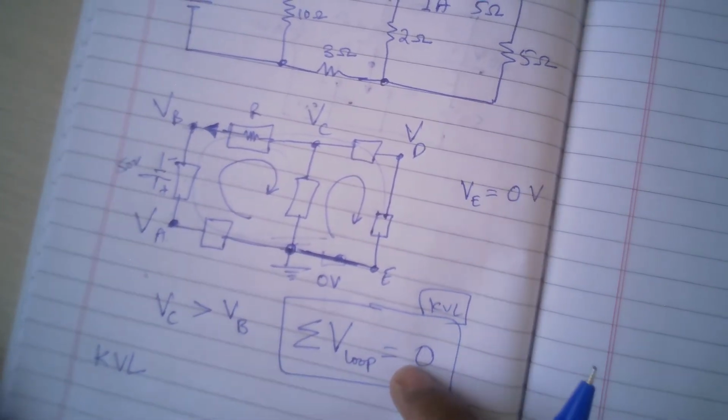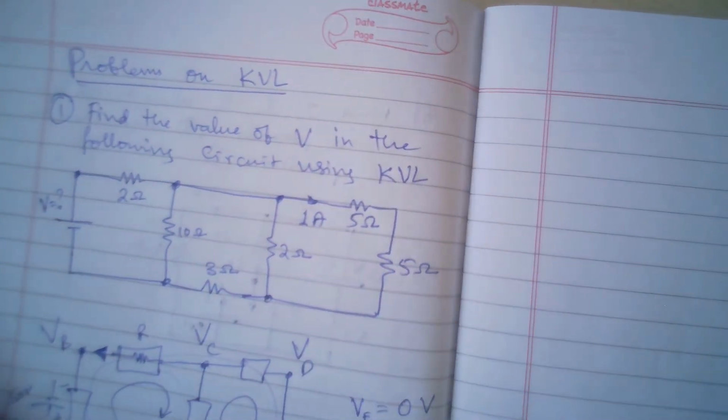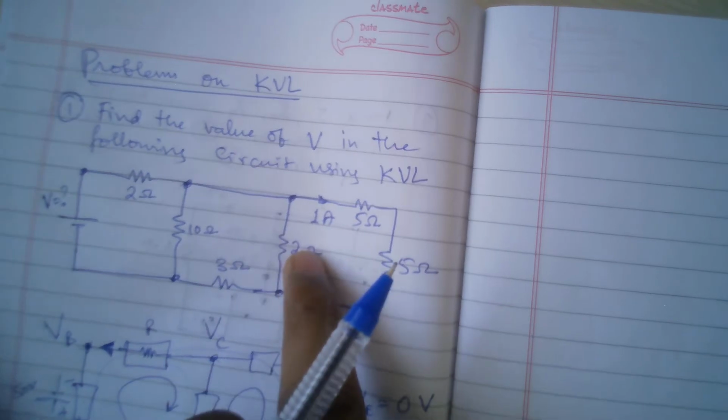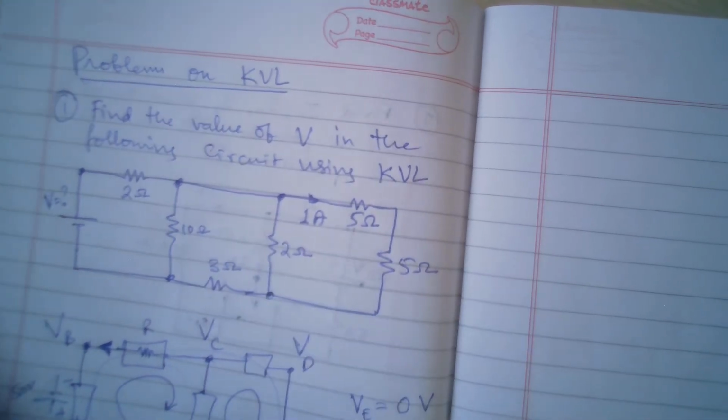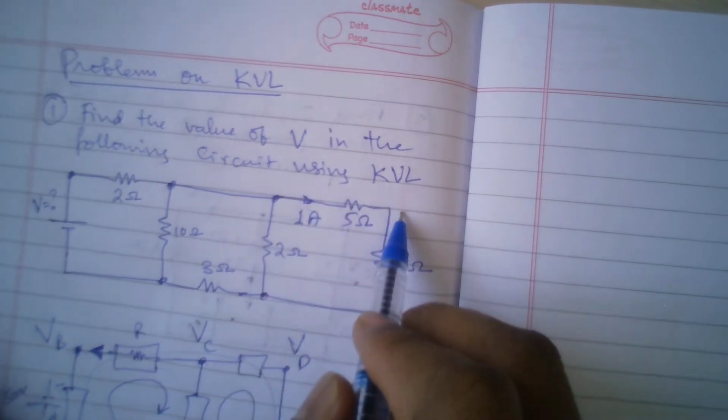Now, in order to understand this, the best way is to do an example problem. So let's look at this problem. Now, 1 ampere is flowing from this point to the right.